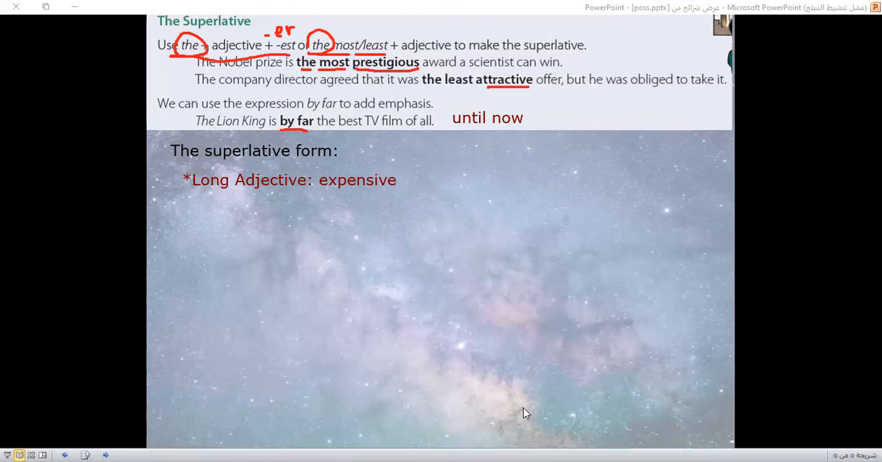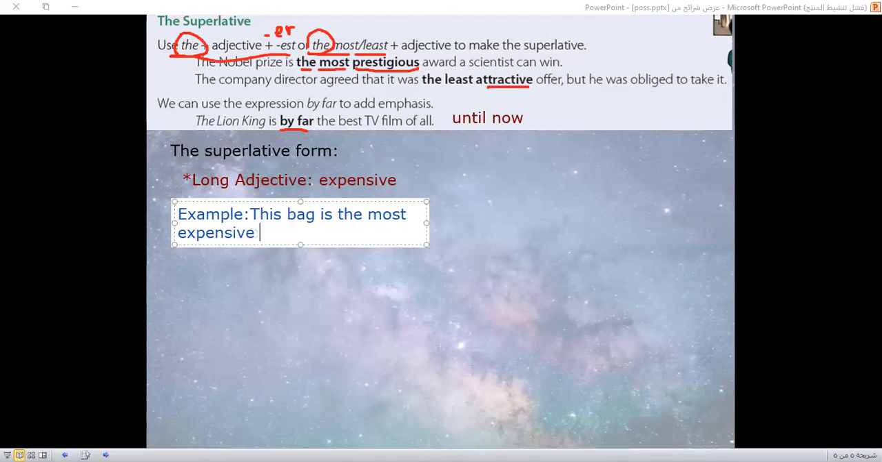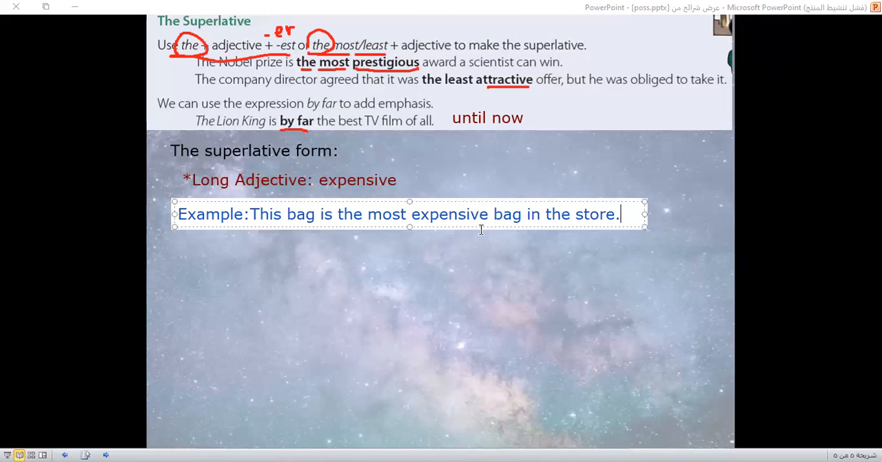Okay. So for example, here we have an adjective, a long one, which is expensive. Now, if I told you to write a superlative form, you're going to say, for example, this bag is the most expensive bag in the store. Did I compare between two things? Between this bag and another bag like yesterday? No, I didn't. I only have one bag, which is the most expensive bag in the store.